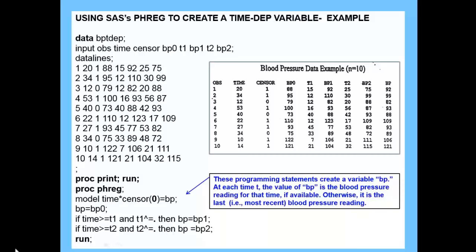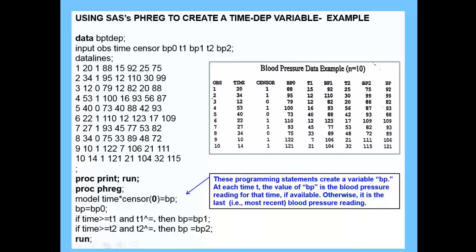Then it says, if the survival time is greater than T1, like for person 1, it's 15, so the person survives past 15 and it's not missing, then the blood pressure changes after time T1 to the next blood pressure value, which is 92. If time is greater than T2, in this case once it gets past 25, you're not going to have a BP value for the first person. So this is the way you're defining this variable. The person's value changes from one time to the next, up to the time that you were able to follow them until they either failed or were censored.